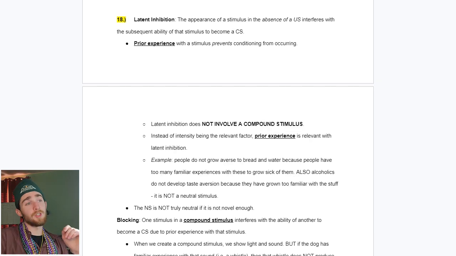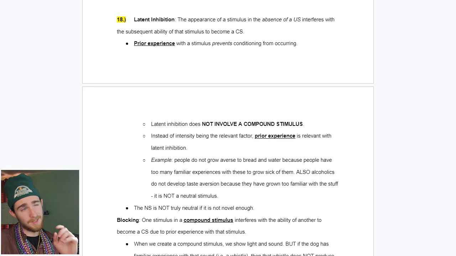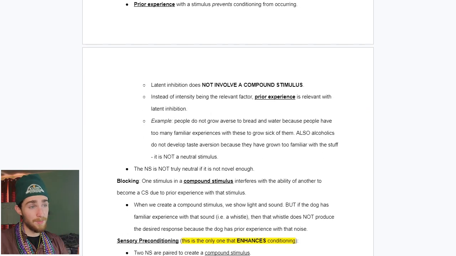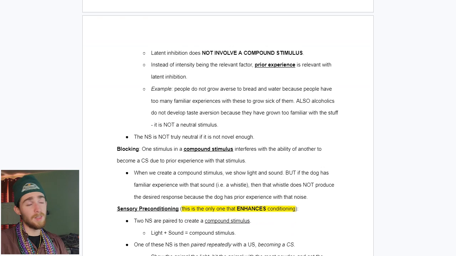All right, latent inhibition is when the appearance of a stimulus in the absence of an unconditioned stimulus interferes with the subsequent ability of that stimulus to become a conditioned stimulus. Prior experience with a stimulus prevents conditioning from occurring. That's the essence of latent inhibition. Latent inhibition does not involve a compound stimulus. Instead of intensity being the relevant factor, prior experience is relevant with latent inhibition. A good example of this is people do not grow averse to bread and water because people have too many familiar experiences with those things to grow sick of them.